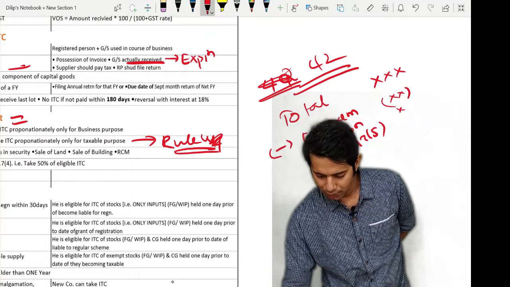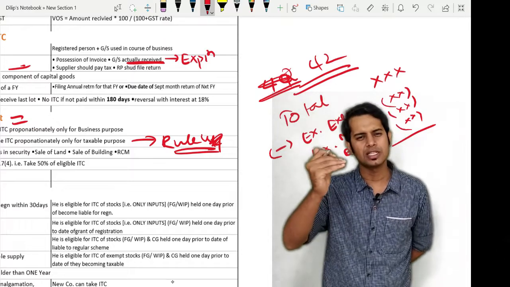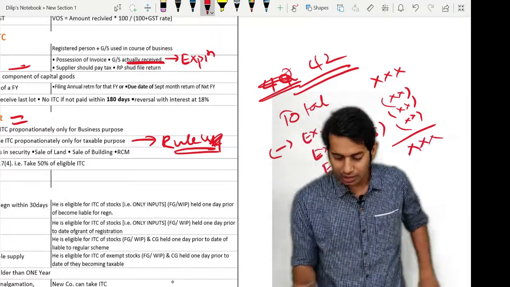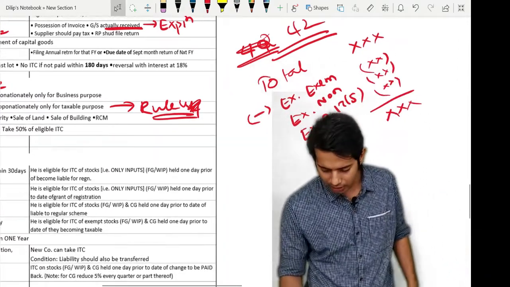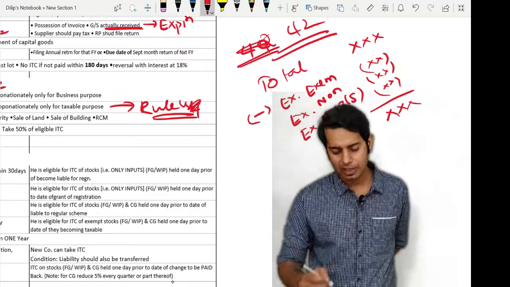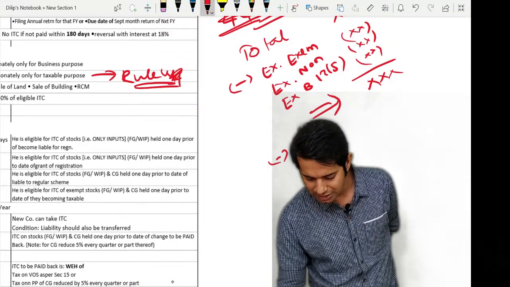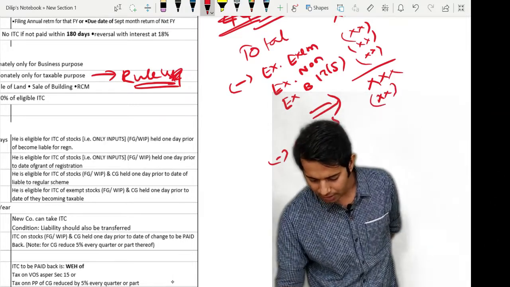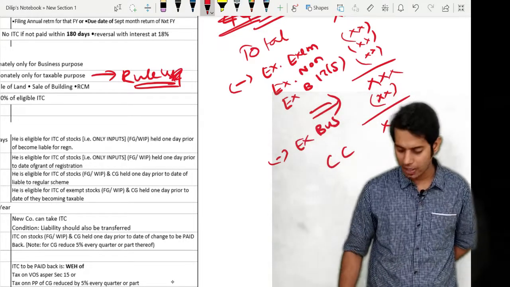You will get an amount. This is the amount which will get credited to your electronic credit ledger. From this, you subtract what is exclusively for business purpose, because this 100% ITC can be taken by you. Then whatever you get is called common credit.